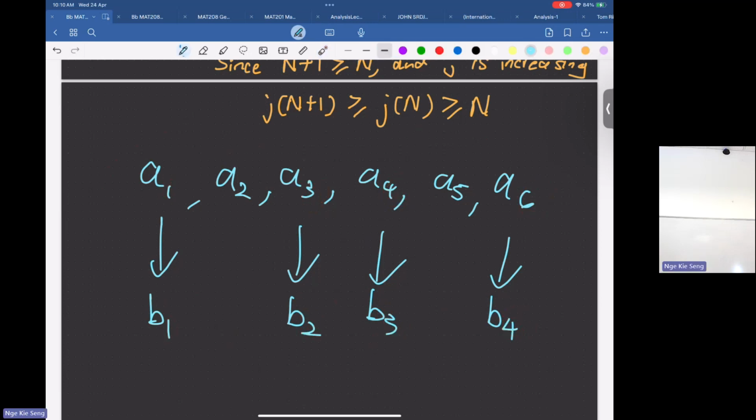So here is J1, J2, J3, J4. Can you see? You can see that J1 is greater or equal to 1, J2 is greater or equal to 2, J3 is greater or equal to 3, J4 is greater or equal to 4.